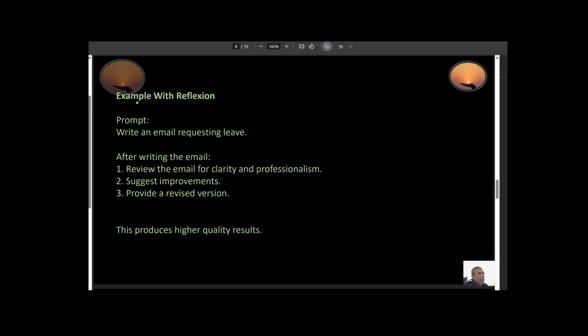Now, this is an example of a prompt with reflection. Write an email requesting leave. After writing the email, review the email for clarity and professionalism. That's one. Two, suggest improvements. Number three, provide a revised version. So by having this prompt right here, this is going to produce a higher quality result.